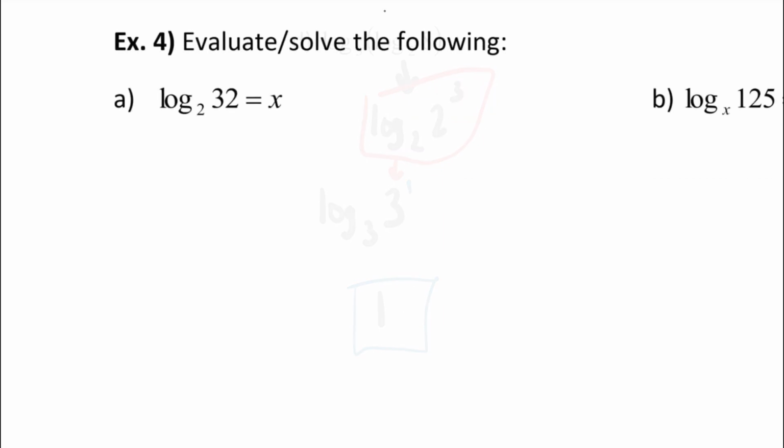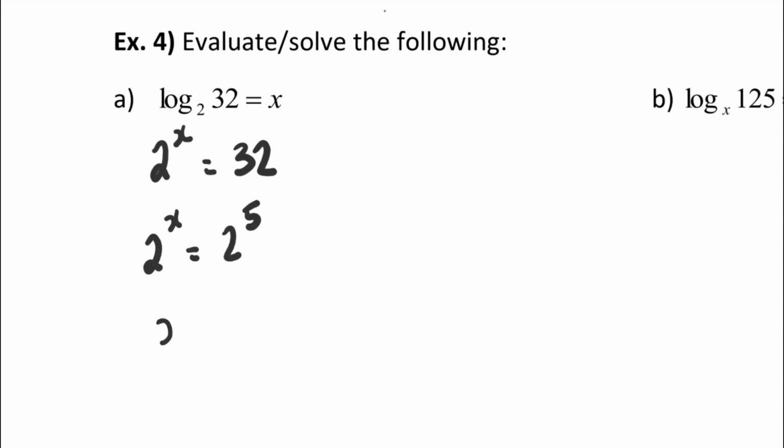Where it's log base 2 with the argument of 32 is equal to x. If we change it to exponential form, it's 2 to the power of x is equal to 32. And we want to rewrite it so that both of them have the same base. So this is kind of going back to the last lesson. So that we have 2 to the power of x is equal to 2 to the power of 5, which means that x must be equal to 5. Okay? So let's try the next one.